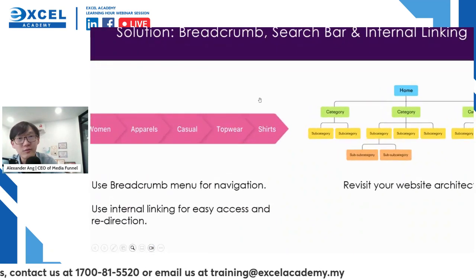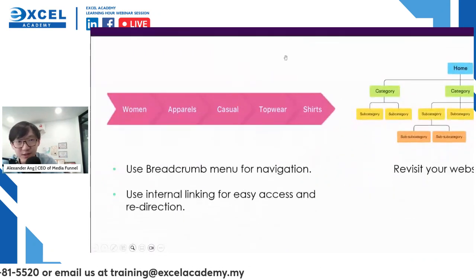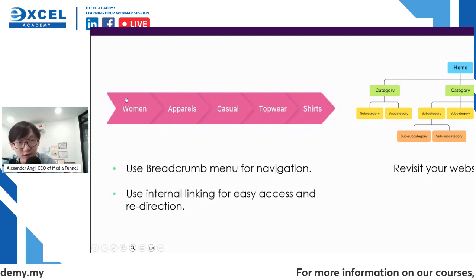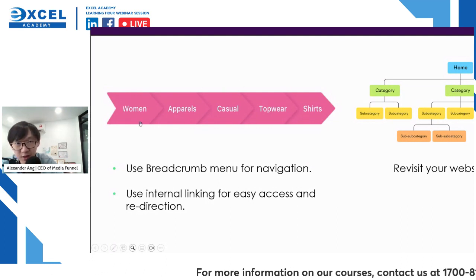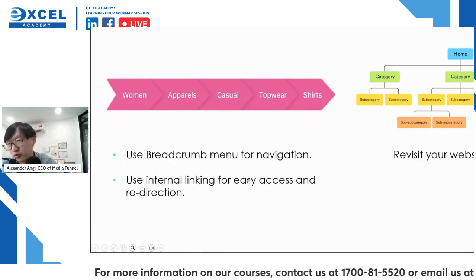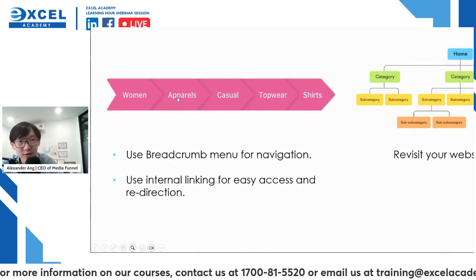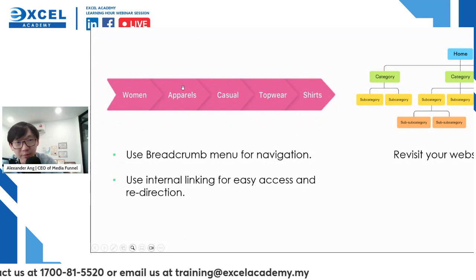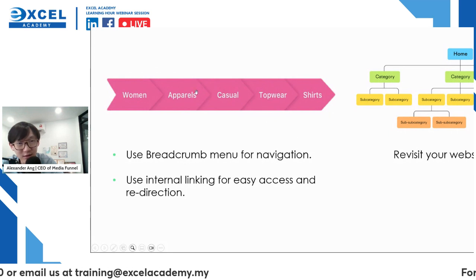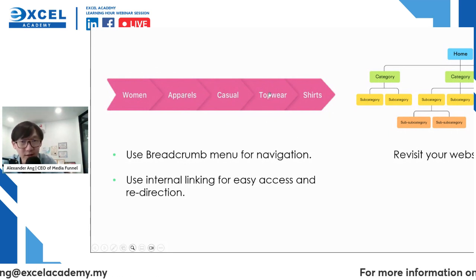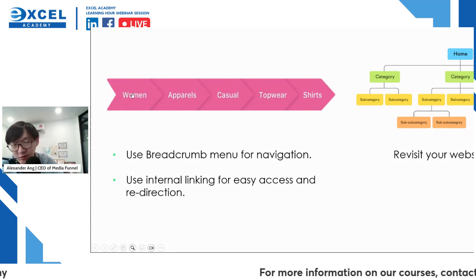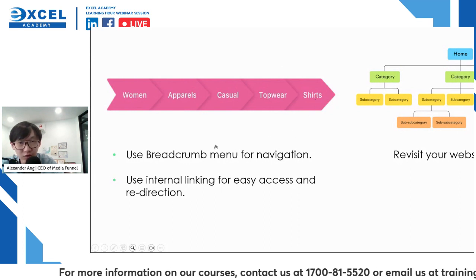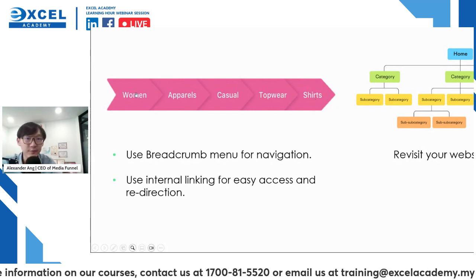What can you do? 1, you can use breadcrumb. Breadcrumb is this one. Click woman apparel, click. So all these breadcrumbs will appear on top of the website as you browse through the product. This is like a history of where you are right now. Which section are you at right now? If I want to go back to apparel, I just click here, click apparel, it will go back. I don't need to go back, which takes very long time. If I just want to look at other women's category, I just click women, then all the things will come out again.